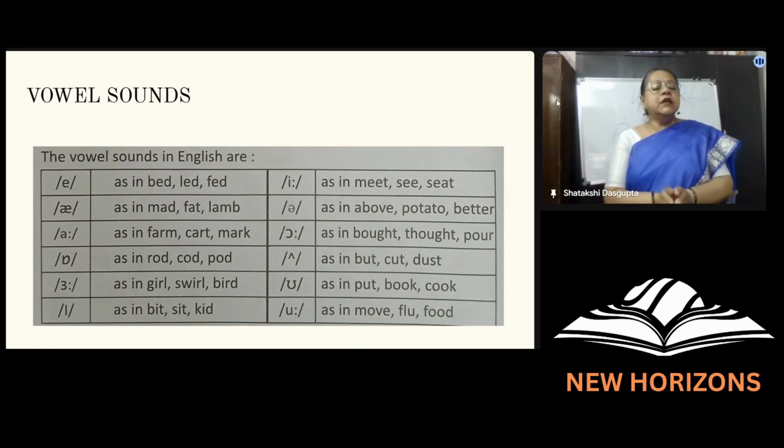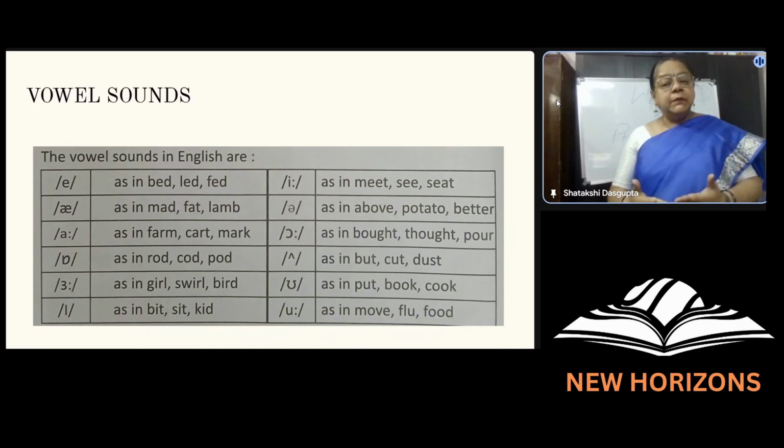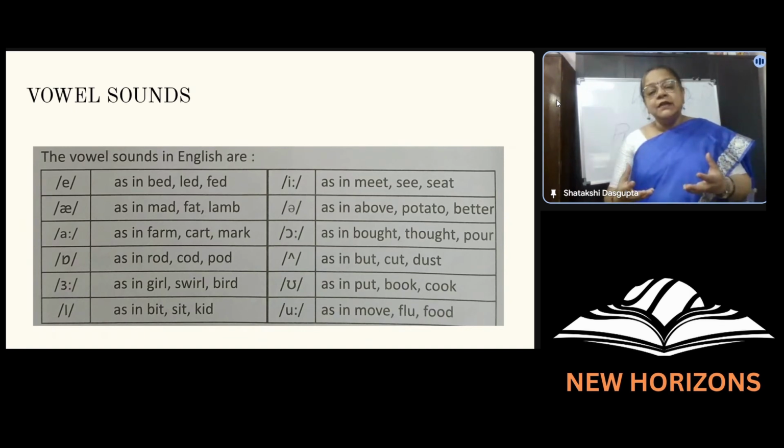The first one is E, in the print pattern. What type of sound does it emit? E, e, bed, led, fed. So the sound coming out is E.